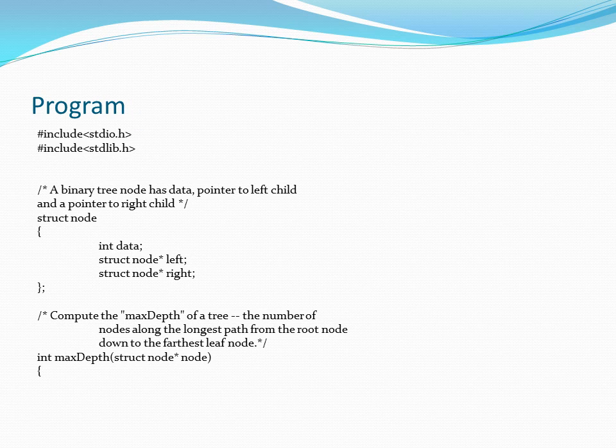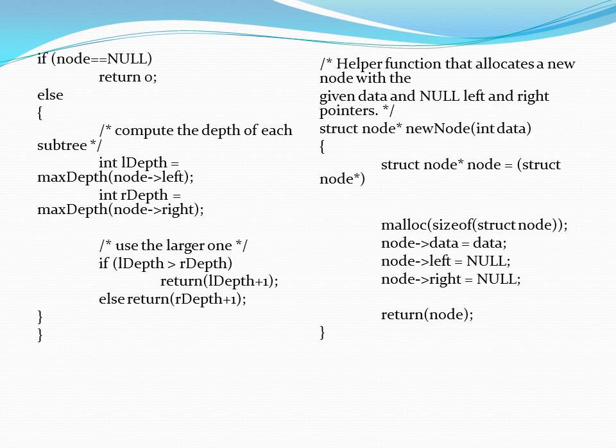Program. First we are creating a node. In the node structure, to store data, one variable is there. Then to store the left subtree, one pointer, the left pointer. To store the right subtree, there is the right pointer. Then the next function is the max depth function. If node equals null, it returns 0. Means for an empty tree, depth is 0.